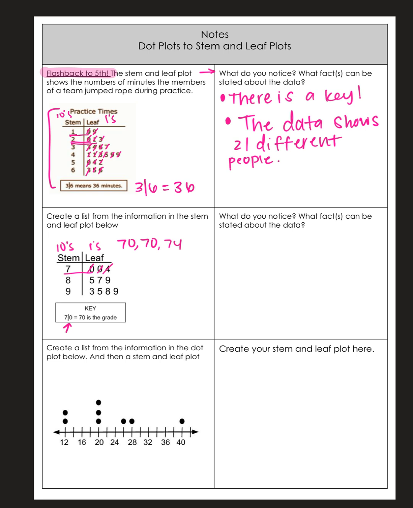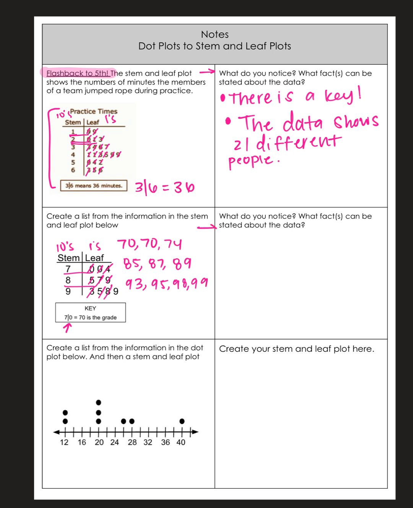I can move on to the 80s. I have 85, so I'm going to write that down. Then I have 87, cross it off. And lastly, for the 80s, I have 89. You can cross that off now. There's no more left for the 80s, so now I'm going to go to the 90s. The first value that I have is 93. The next one is 95. The next one is 98. And the last one is 99. So there, I have created the list of values from the stem and leaf plot.